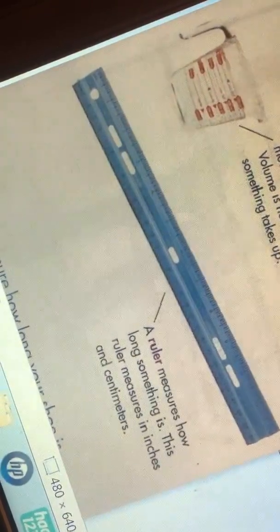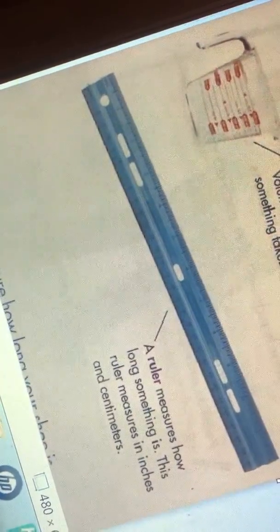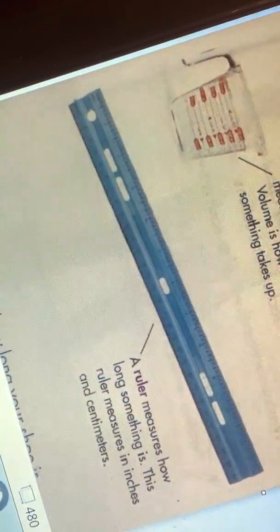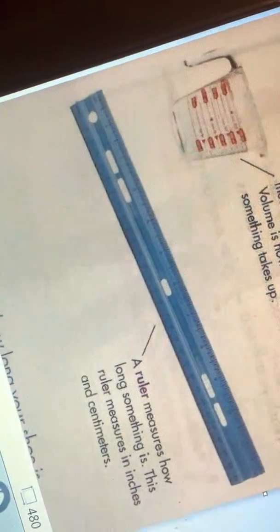Also, one of the measuring tools is the ruler. All of you know the ruler. So the ruler measures how long something is. You can measure your book's length. Your science book, measure it with the ruler to know how long it is.